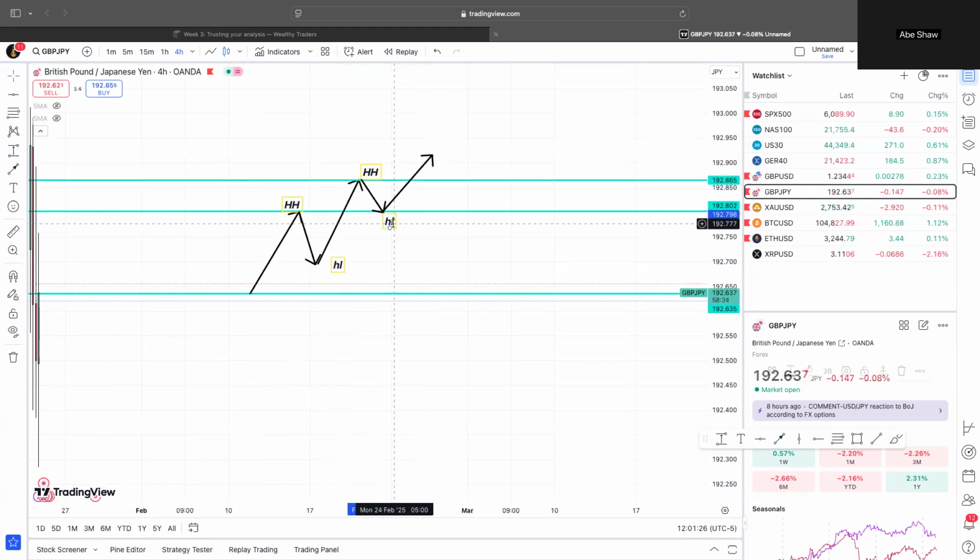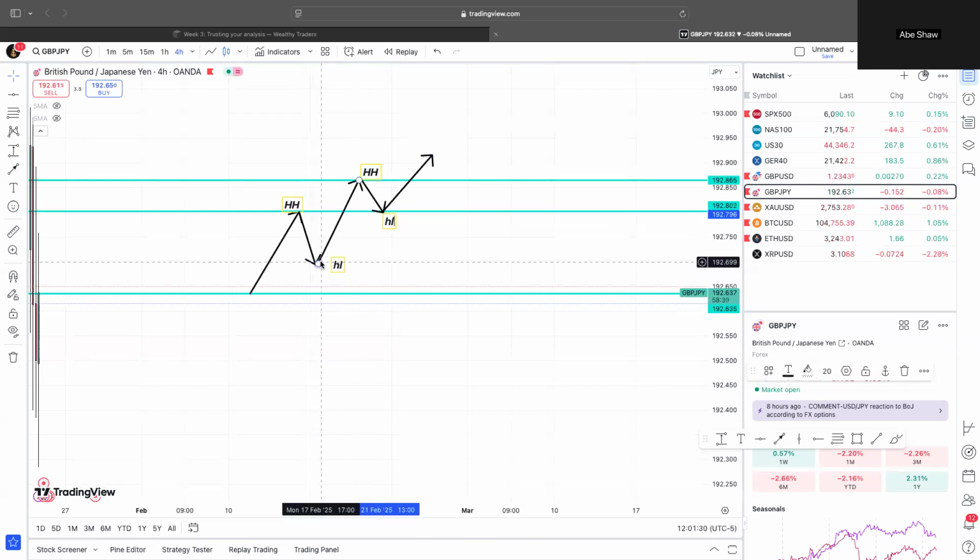All right, boom. So that is a higher low because it's higher than the previous lowest point in the charts, which was right here. This is a higher high because it is higher than the previous highest high at the time on the charts. And that's how I identify the uptrend.